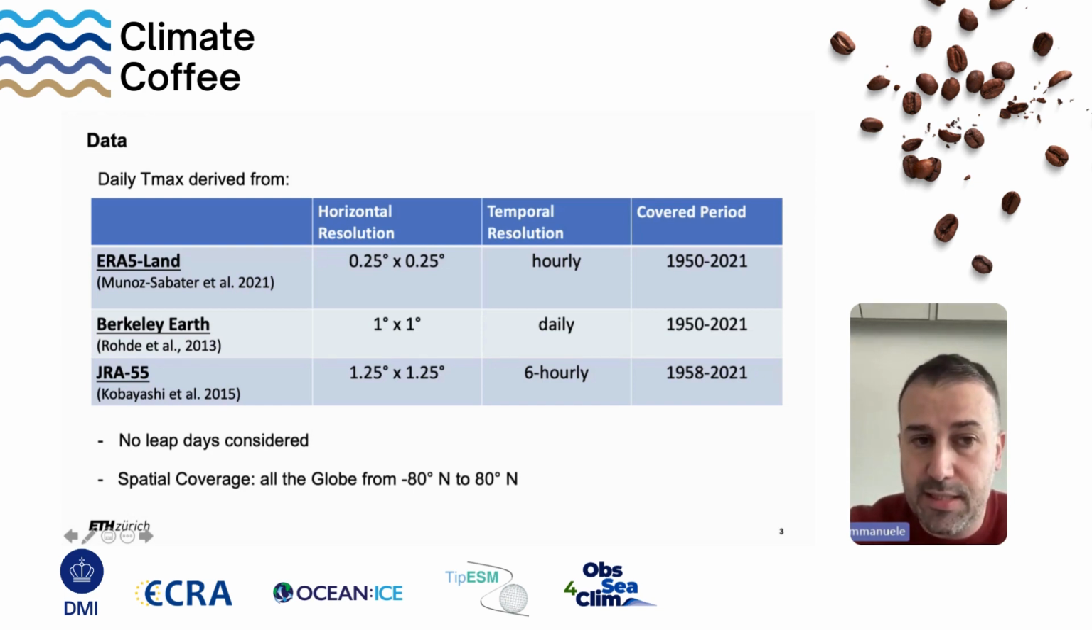Finally, we use the Japanese reanalysis data, JRA-55. The data that we use are regridded from the original files to a spatial resolution of 1.25 degrees over longitudes and latitudes. The initial temporal resolution of the data is 6 hours, and this time the data start in 1958. For our analysis, to simplify things, we just cut out leap days, and we can focus our attention on all the globe, but starting at minus 80 degrees north to 80 degrees north.